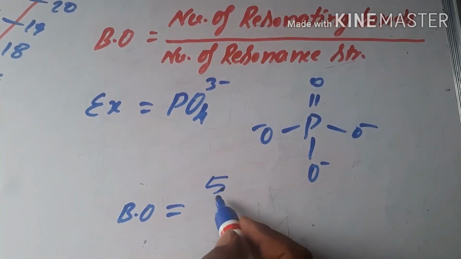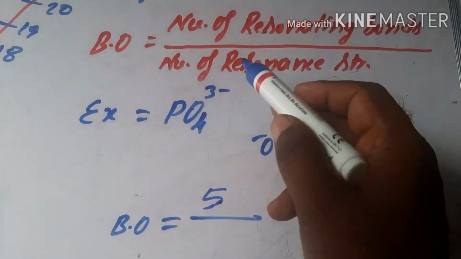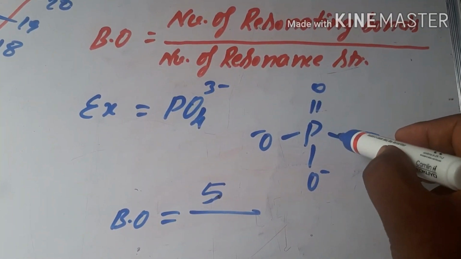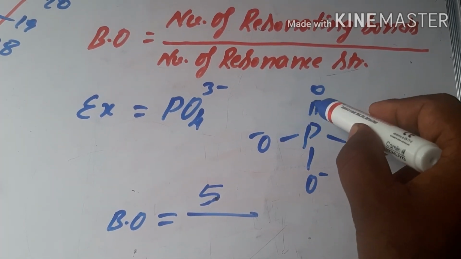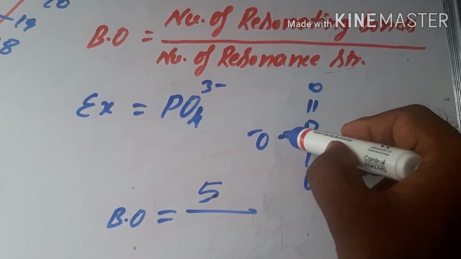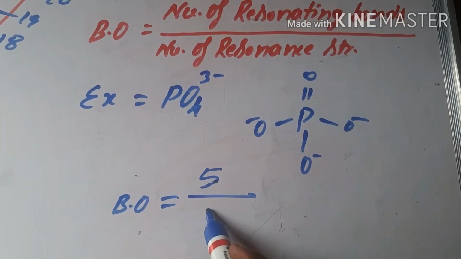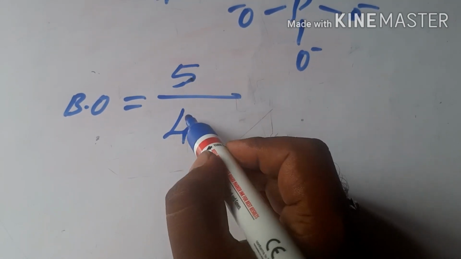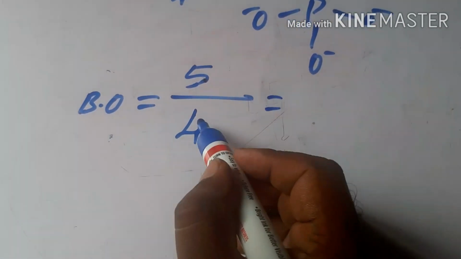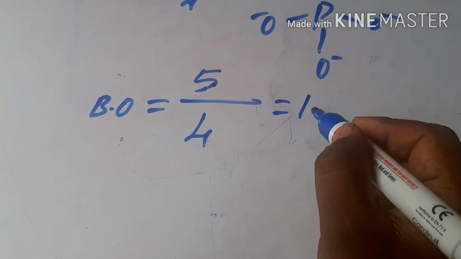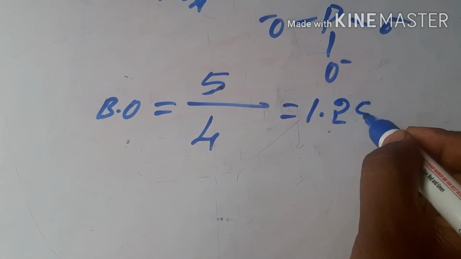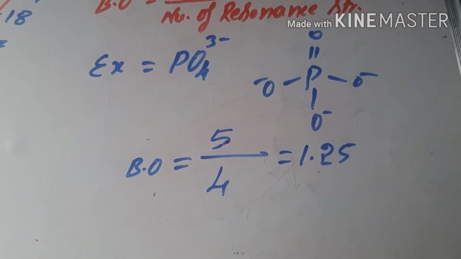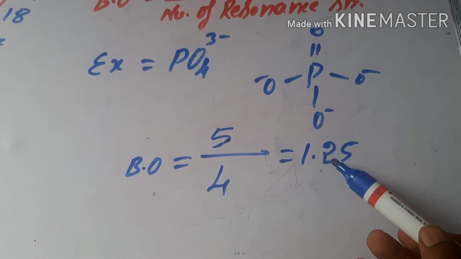Divided by the number of resonance structures, obtained by individual single bonds. So the number is 1, 2, 3, 4 only. Double bonds are also considered as 1. So 5 divided by 4 gives a bond order of 1.25. Therefore, the PO4 3 minus bond order is 1.25.